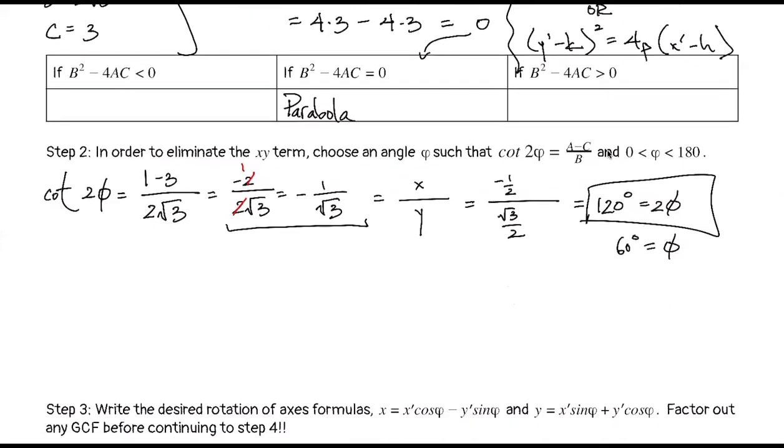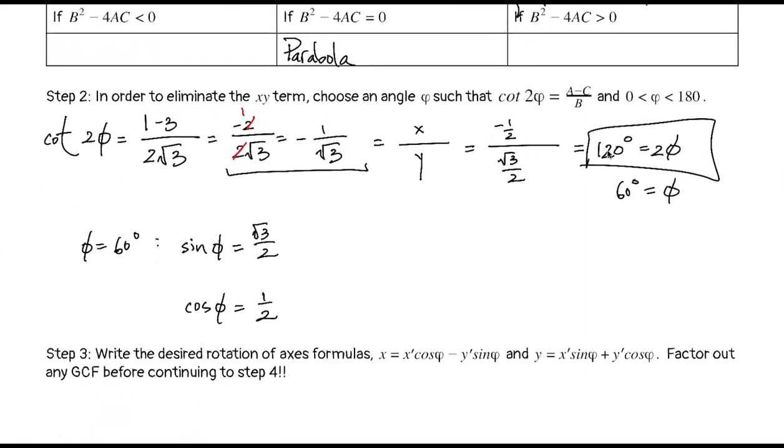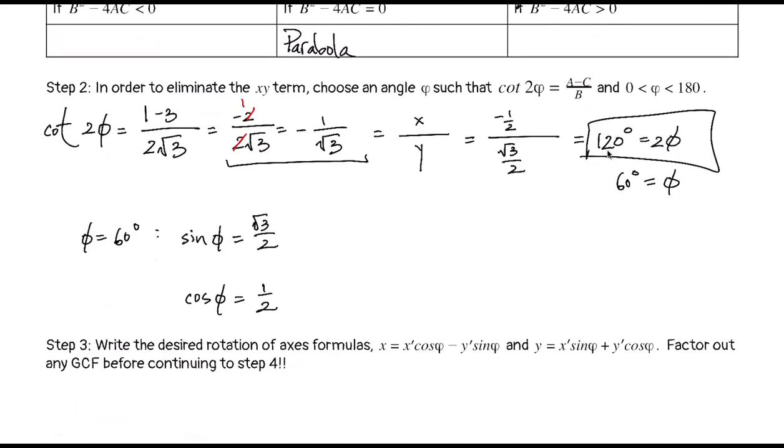Now, while we're here, let's write out if phi equals 60 degrees. That means we know our sine and we know our cosine, and that's going to be useful in step 3 when we plug things into our equation. So the sine of 60 degrees is the y value at 60 degrees. And the cosine of 60 degrees is the x value at 60 degrees. Okay. Are there any questions about figuring out our phi and our 2 phi?